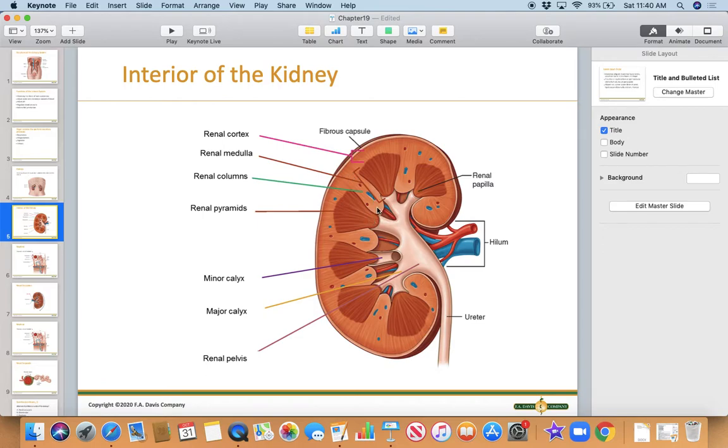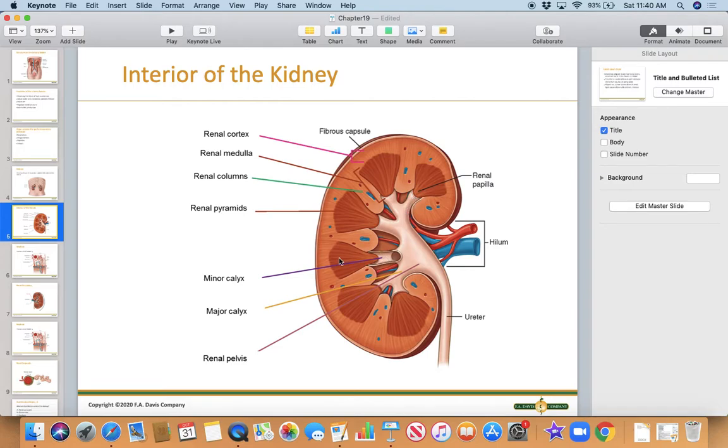The renal columns, you can see one here, they sort of separate out the renal pyramids, which are these triangle things. And the renal pyramids, that's where nephrons are going to be located and where urine formation is going to happen. The renal papilla is just the tip of the pyramid, and so as urine is produced, it's going to flow this way, and it's going to flow from the renal papilla into a minor calyx.